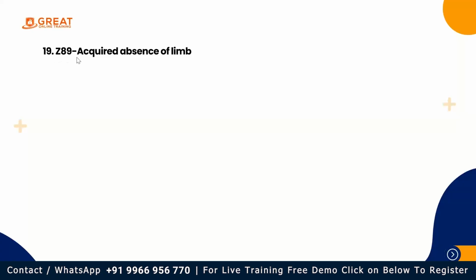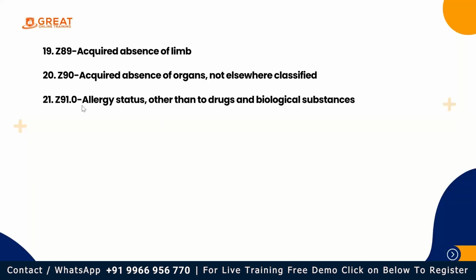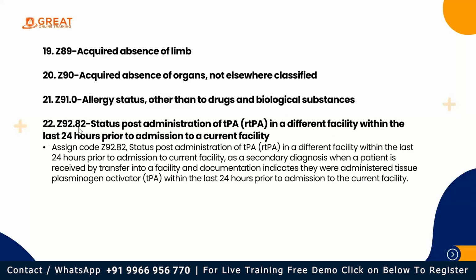Next, Z89, acquired absence of limb. Z90 is for acquired absence of organs, not elsewhere classified. Z91.0, allergy status other than to drugs and biological substances.